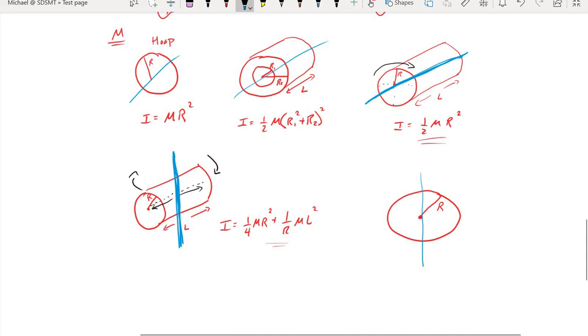It's just a difference of how everything has been distributed in terms of the geometry. And in this case, we're going to end up with half the rotational inertia as what we did in the first case.